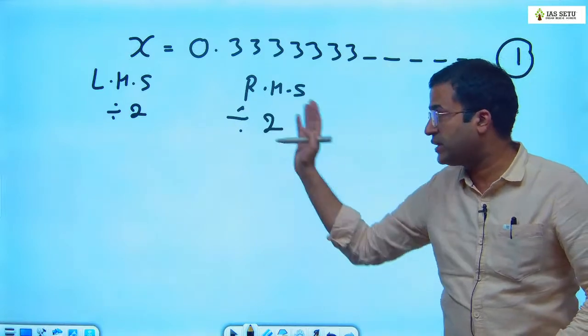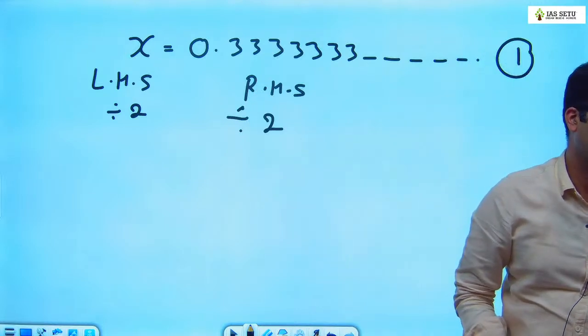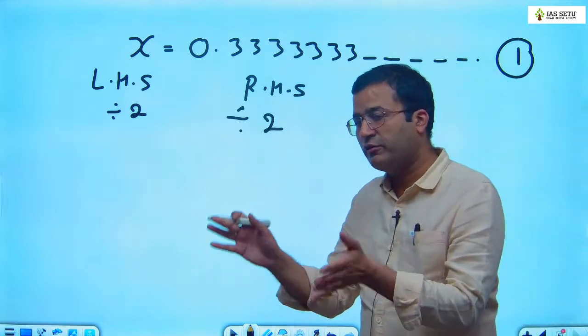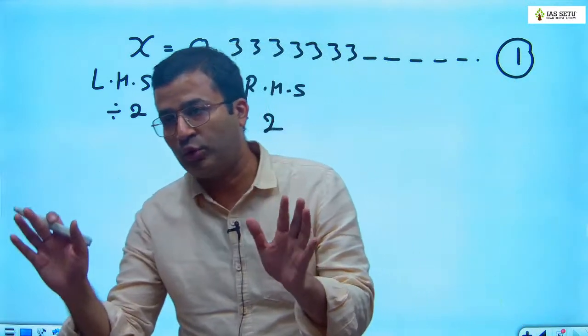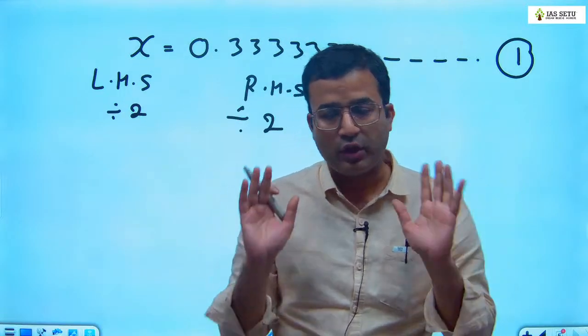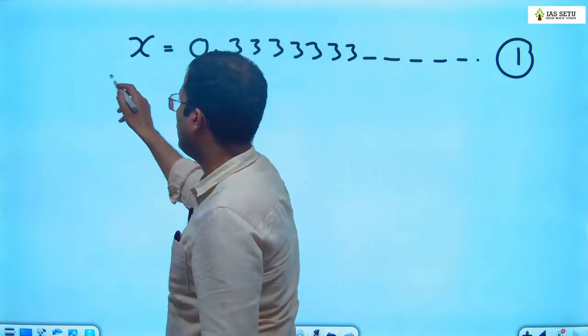You can do +10 +10. You can do -10 -10 on both sides. You can add the same value on both sides. You can subtract the same value from both sides. You can multiply both sides by the same value. You can divide both sides by the same value. Okay. So to solve the question, we multiply both sides with 10.